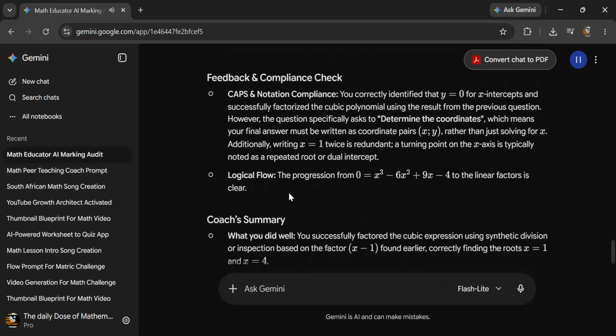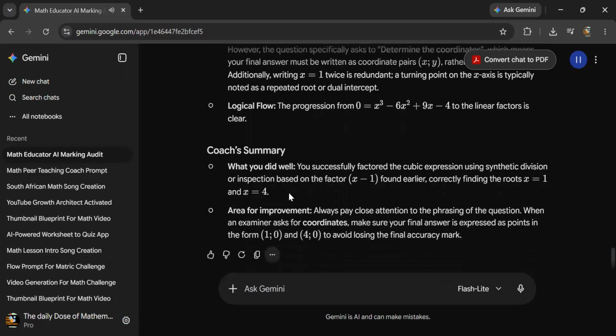Coach's summary. What you did well: you successfully factored the cubic expression using synthetic division or inspection, based on the factor (x-1) found earlier, correctly finding the roots x equals 1 and x equals 4. Area for improvement: always pay close attention to the phrasing of the question. When an examiner asks for coordinates, make sure your final answer is expressed as points in the form (1, 0) and (4, 0), to avoid losing the final accuracy mark.